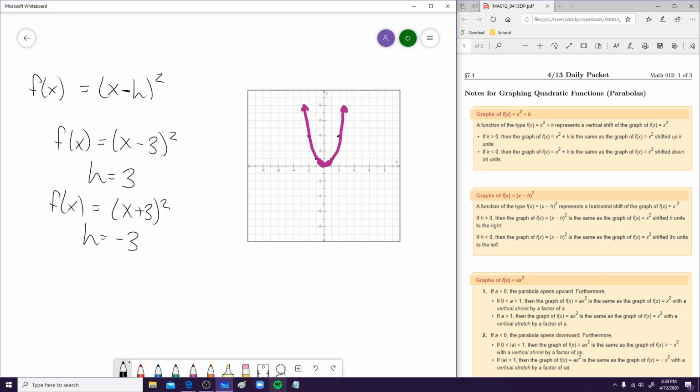All right? So as long as you know what the horizontal shift generally looks like, which is x minus h, okay? And then you know when h is positive and when h is negative, you'll be fine.